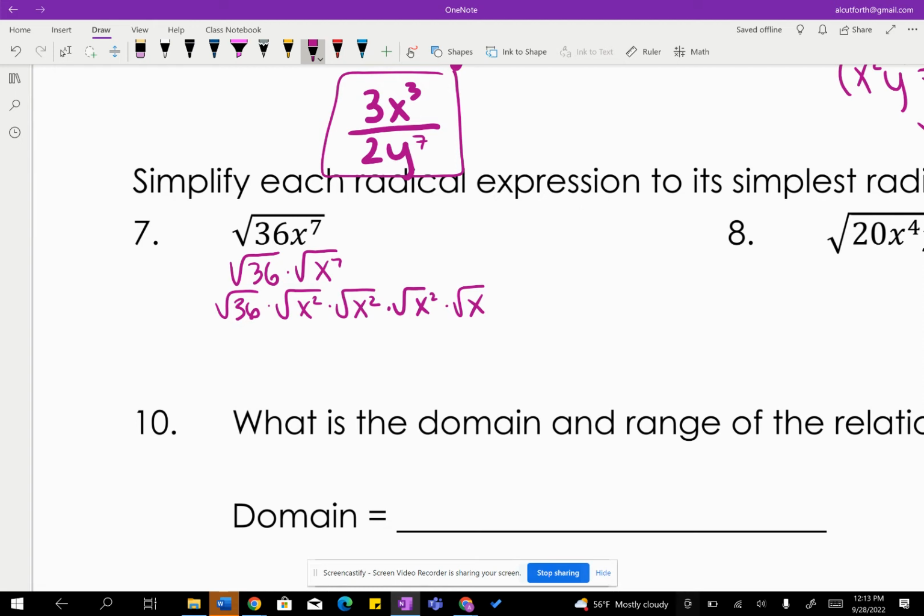Then the square root of 36 becomes 6. And what does the square root of x squared become? Just a plain old x. So you're going to have times x. Each of those square root of x squareds becomes x. Does the square root of x become x though? No, can I do the square root of x? No, so it stays underneath.